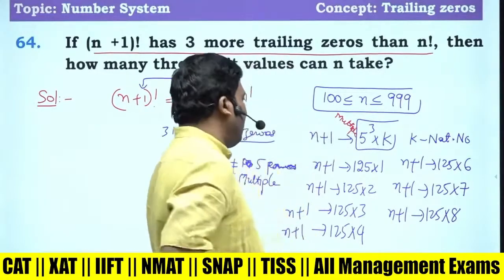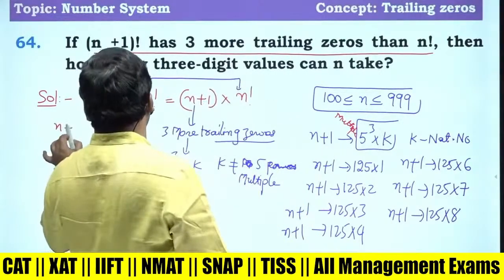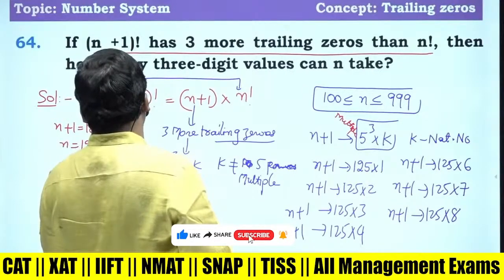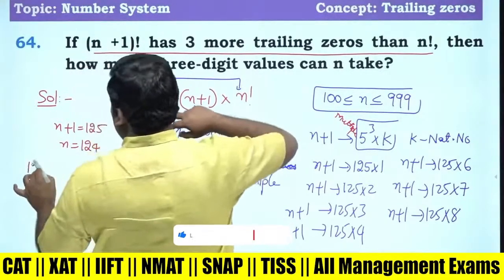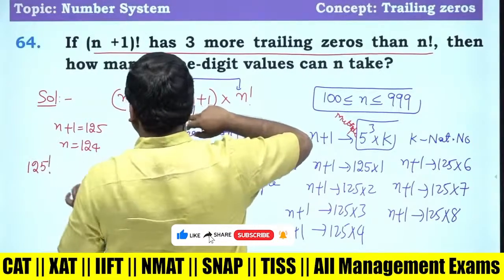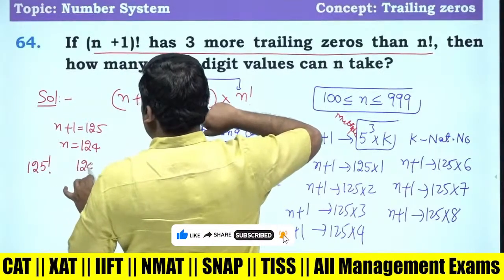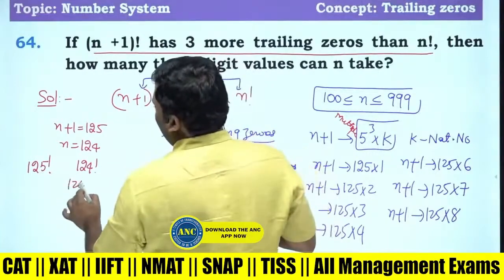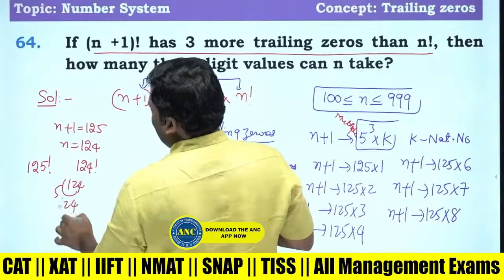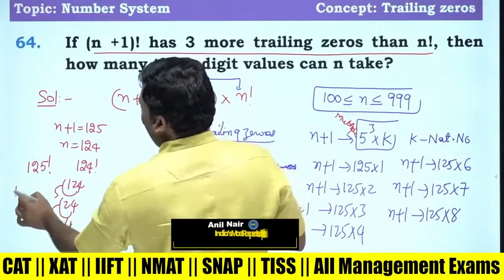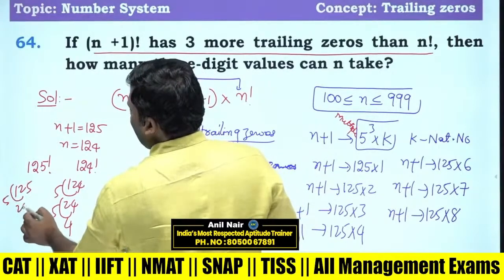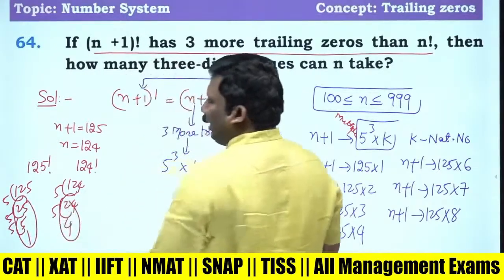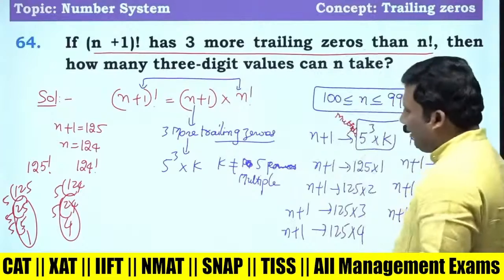Let me take, if n plus 1 is 125, n will become 124. Let me check it out: 125 factorial and 124 factorial. For 124, 5 24s are, 5 4s are. For 125, 5 25s are, 5 5s are, 5 1s are. It is 31 and it is 28. Extra is 3. Definitely yes.